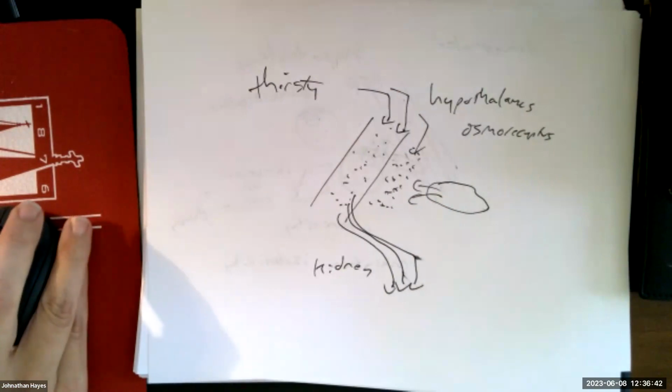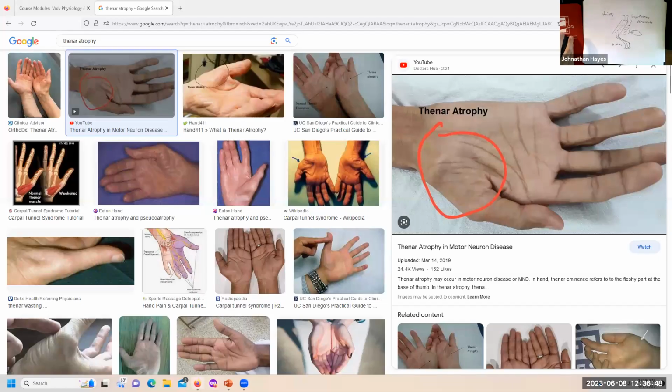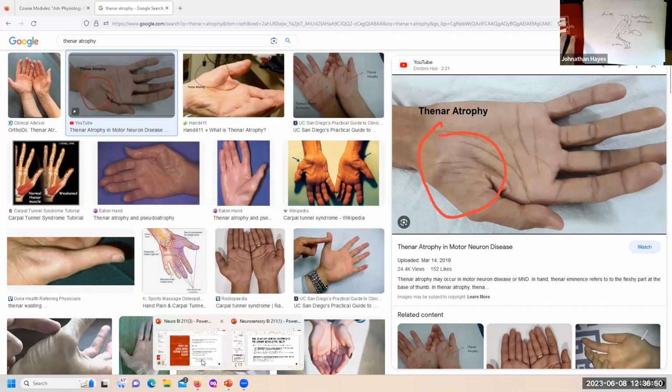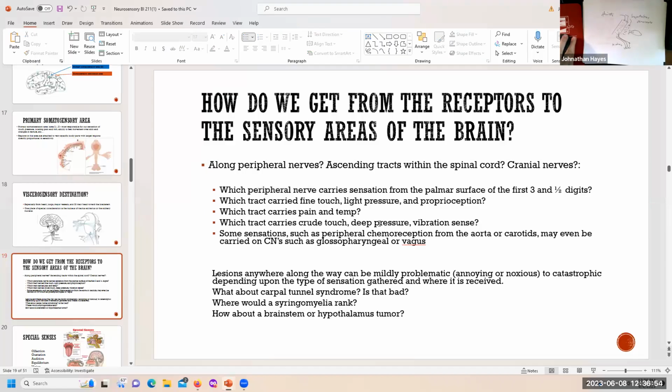So interesting stuff. Interesting stuff. But let me see if I can go through and answer some of these things for you. I know there's a lot of question marks.